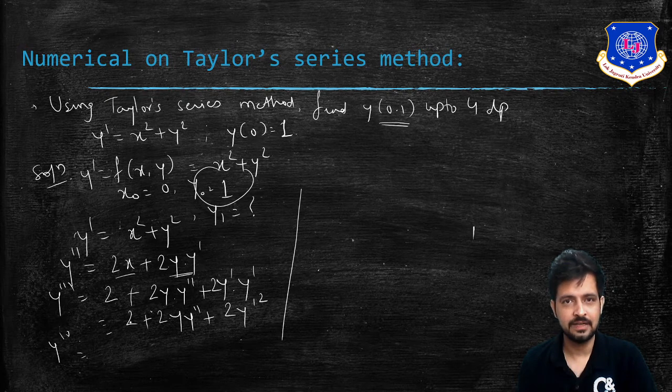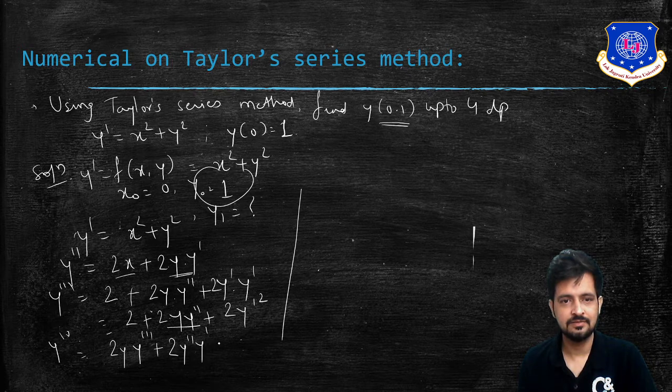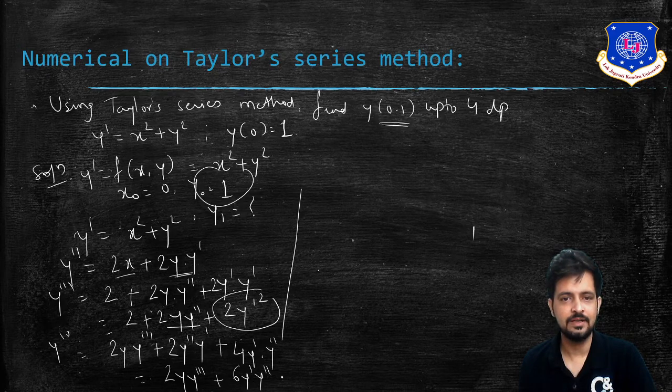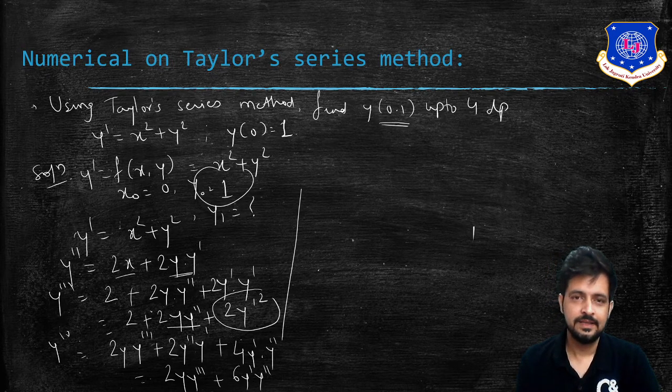What will be the fourth derivative? This term will be 0, then 2y as it is, y triple dash, plus 2y double dash as it is, y double dash, and 2y dash squared, where I have to use the chain rule, so 4 into y dash into y double dash. So the answer is 2y y triple dash plus 6y dash y double dash. These are the general derivatives.